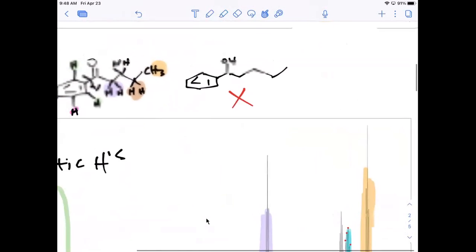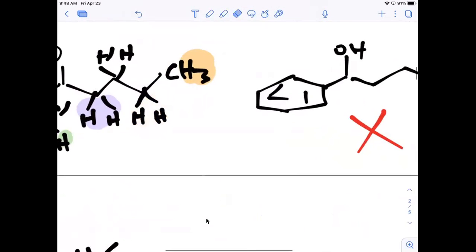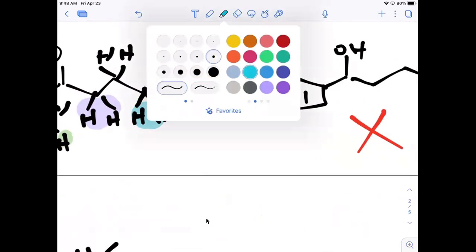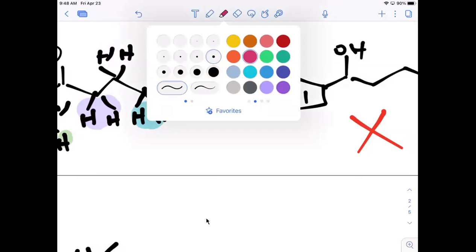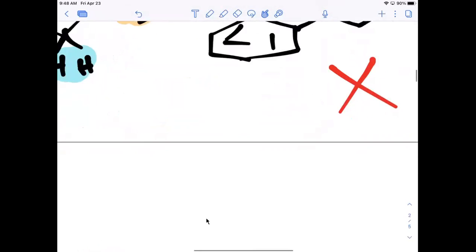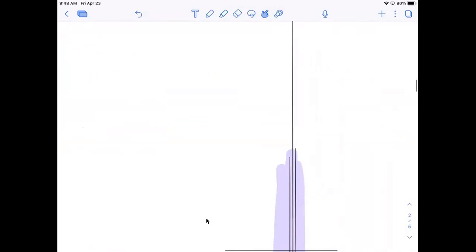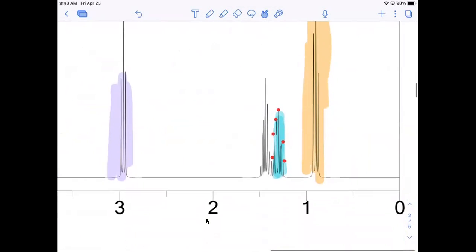All right, now what about the other set? Let me change that color too. It's gonna be a pentet. Right, it's going to be a pentet because it has four neighbors, and there's only one signal left to resolve, and it's here. It's a pentet.